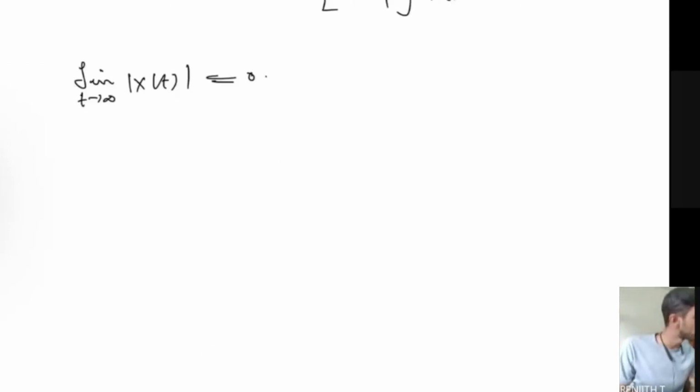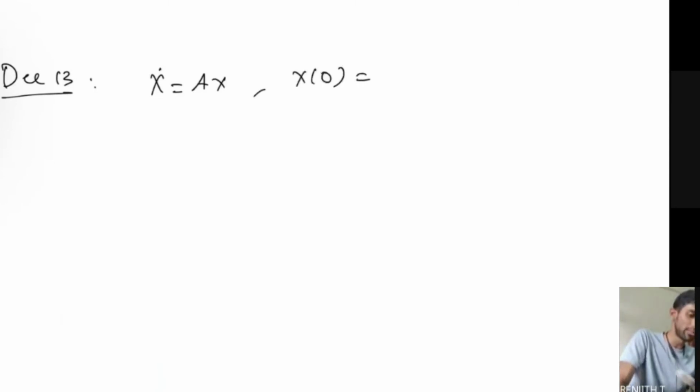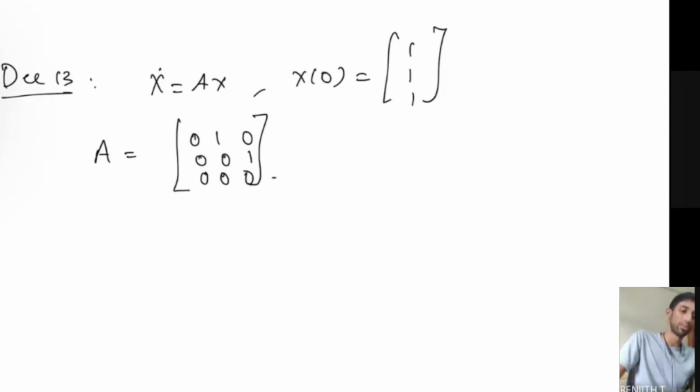So I will stop with one more problem. Very simple problem only. It was asked in December 13. X dot is equal to AX. X at 0 is equal to 1, 1, 1, where A is equal to 0, 1, 0, 0, 0, 1, 0, 0, 0. So what will be the answer?